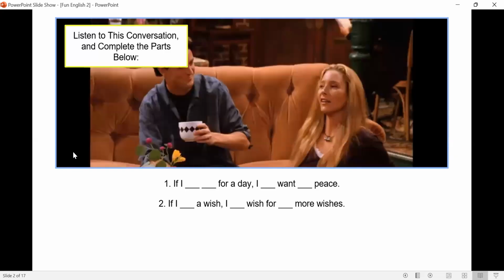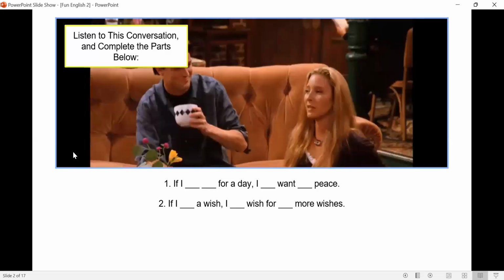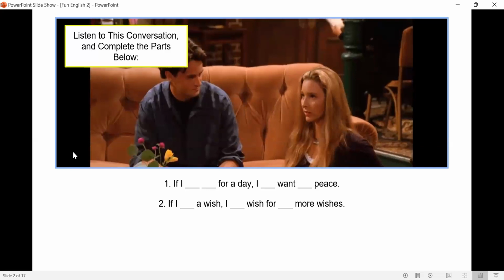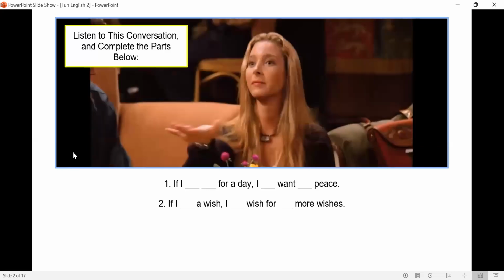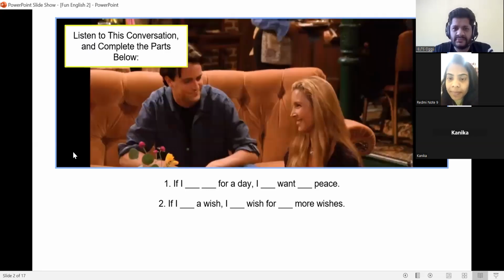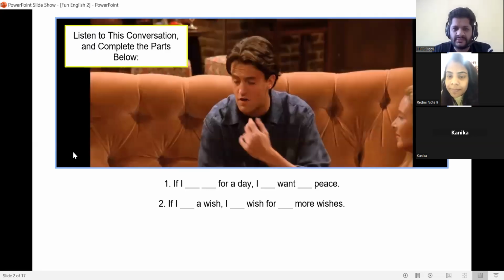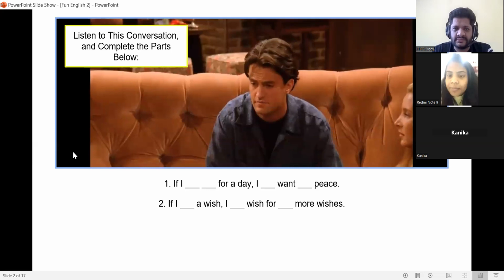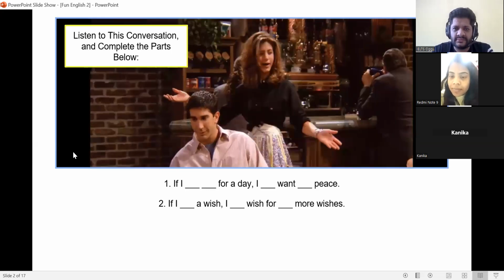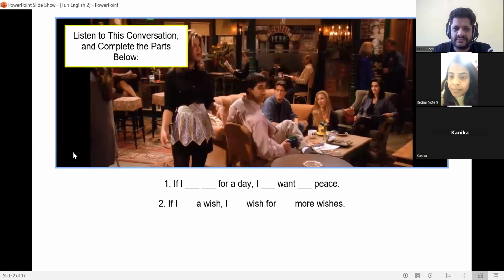If I were omnipotent for a day, I would want world peace, no more hunger, good things for the rainforest, and bigger boobs. Well, so you took mine. Chandler, what about you? If I were omnipotent for a day, I'd make myself omnipotent forever. See, there's always one guy. If I had a wish, I'd wish for 3 more wishes.